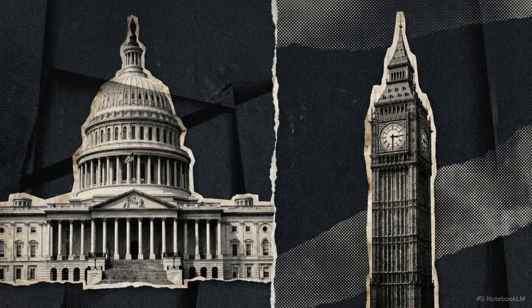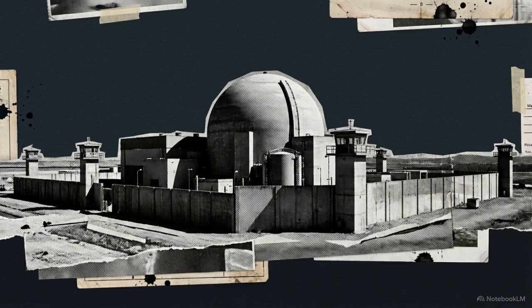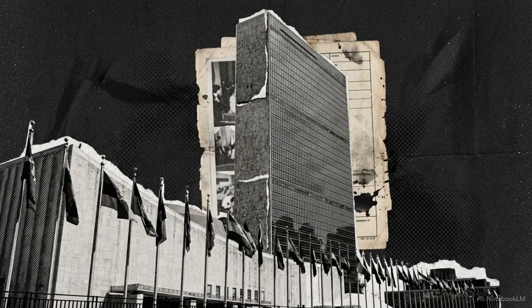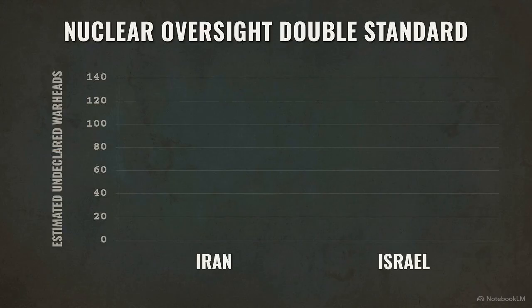The official explanation coming out of Washington and London framed the attack as a necessary defense of the rules-based international order to prevent nuclear proliferation. But we have to ask how two nuclear-armed powers bombarding a recognized United Nations member state actually aligns with protecting global security. This diagram shows the imbalance in nuclear oversight.